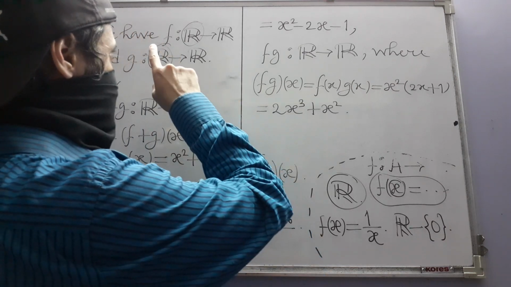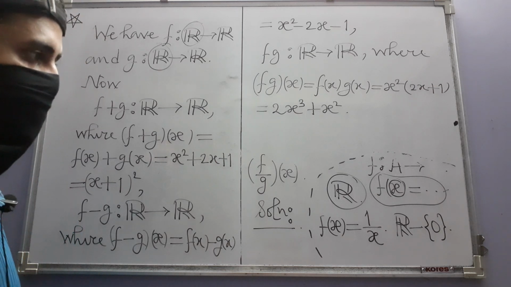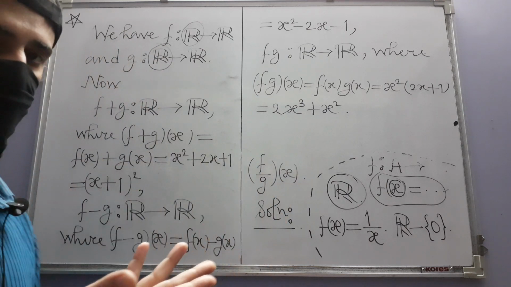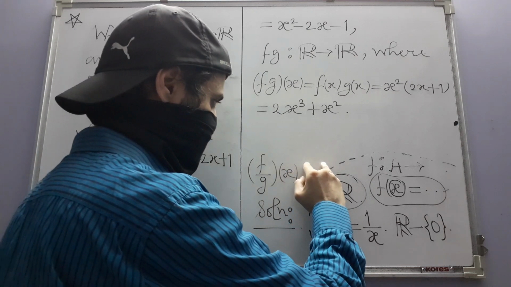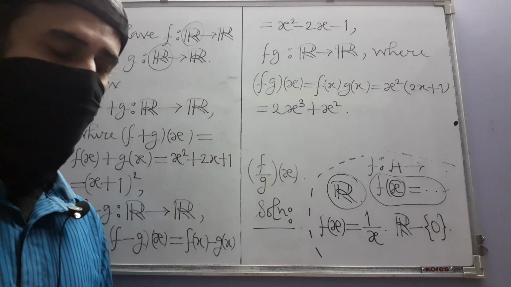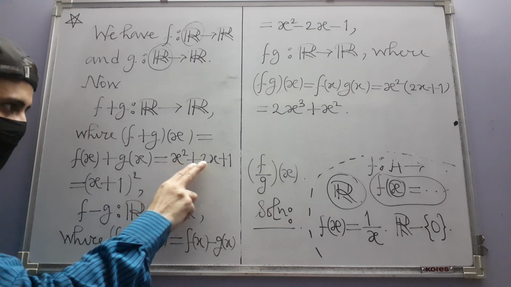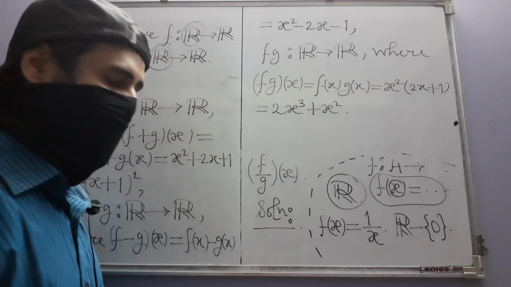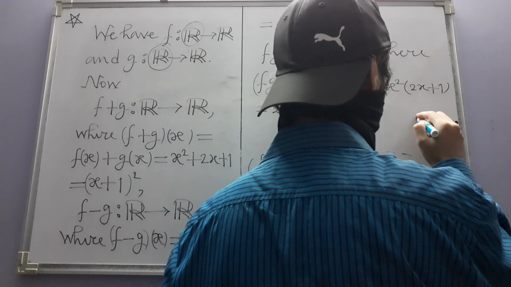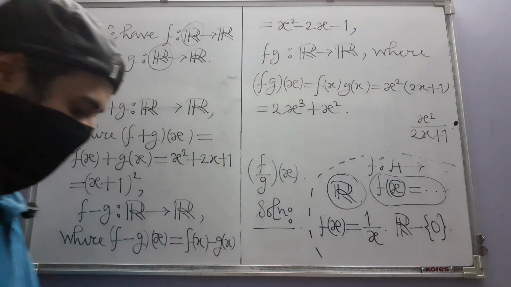You see, although f and g both have their natural domain R, the set of real numbers, if you think of f divided by g and use the meaning of this, this is nothing but f of x divided by g of x. And that becomes a rational function, because f and g are both polynomial functions. f is x square and g is 2x plus 1. So you have to become careful, because you are dividing by 2x plus 1.